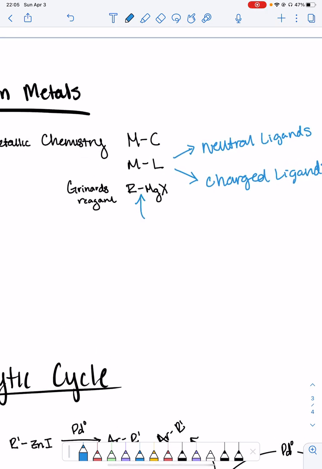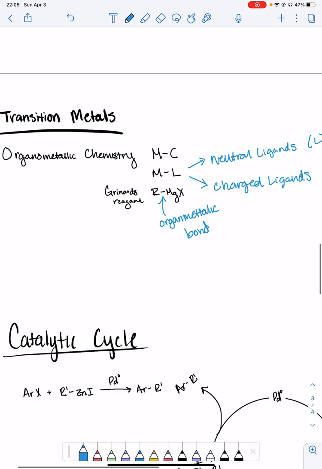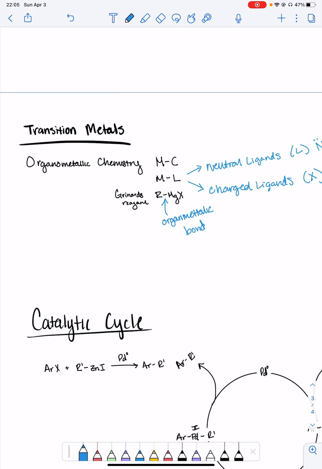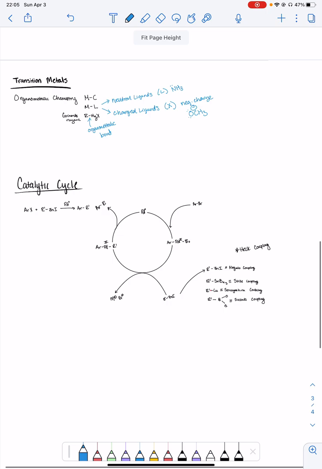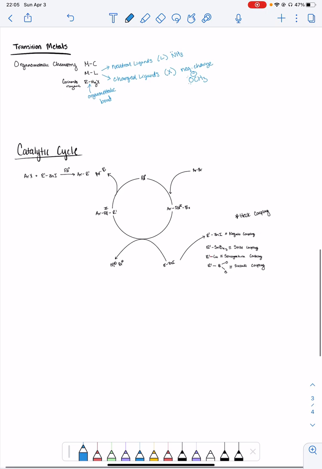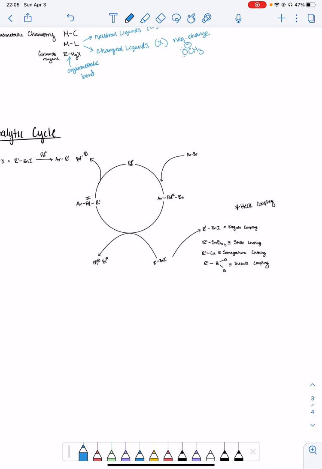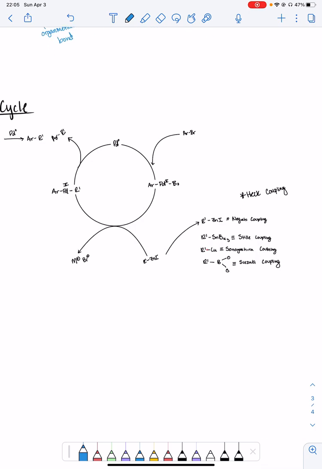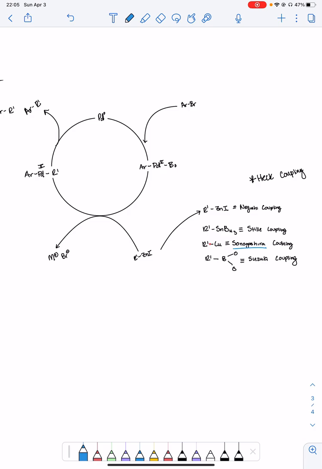Another key piece is in Grignard's reagent. There is an organometallic bond to pay attention to. And this is just a part of organometallic chemistry, and hopefully we learn a little more about that. But I am going to finish up with an overview of the catalytic cycle. We still have to go a little more in depth with Heck coupling and one of these other couplings. I'm not quite sure how to pronounce it, but that one right there.